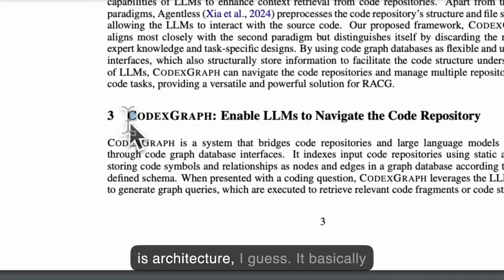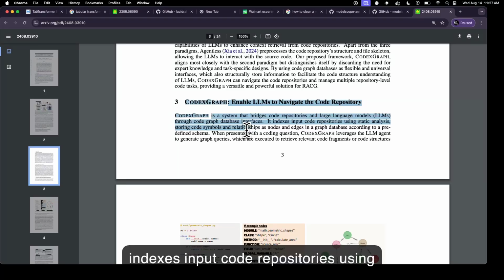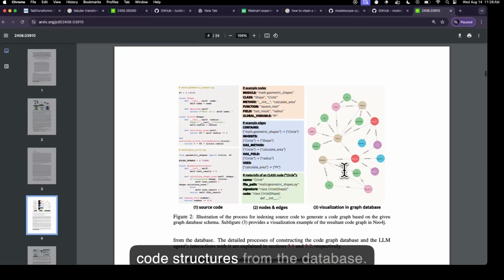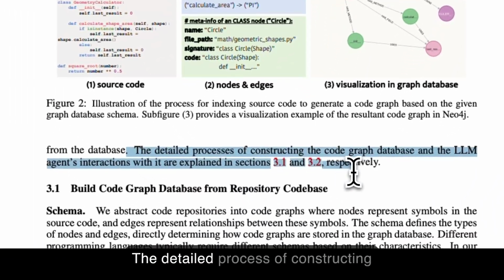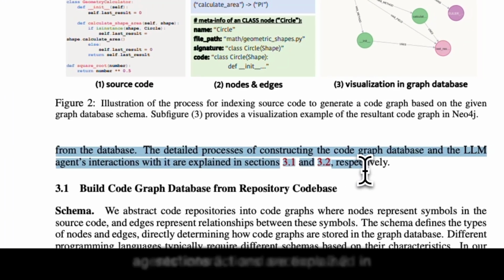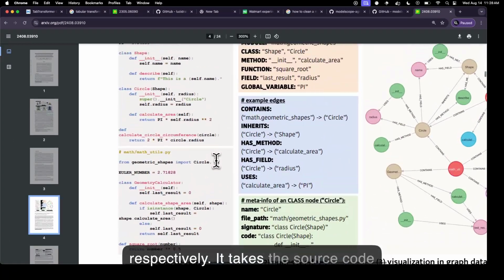So this is the architecture, I guess. It indexes input code repositories using static analysis, storing code symbols and relationships as nodes and edges in a graph database according to a predefined schema. When presented with a coding question, CodexGraph leverages the LLM agent to generate graph queries, which are executed to retrieve relevant code fragments or code structures from the database. The detailed process of constructing the CodexGraph database and the LLM agent's interactions with it are explained in sections 3.1 and 3.2 respectively.